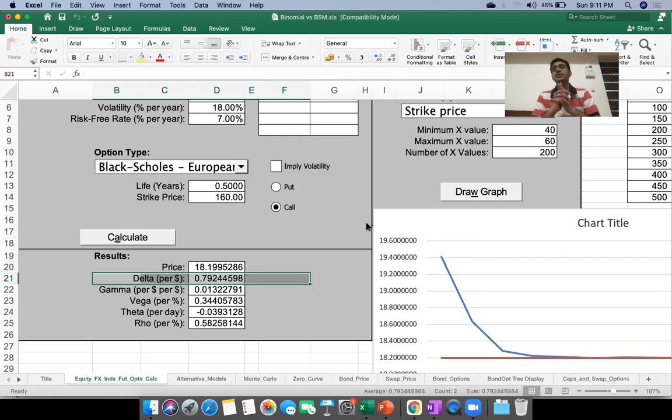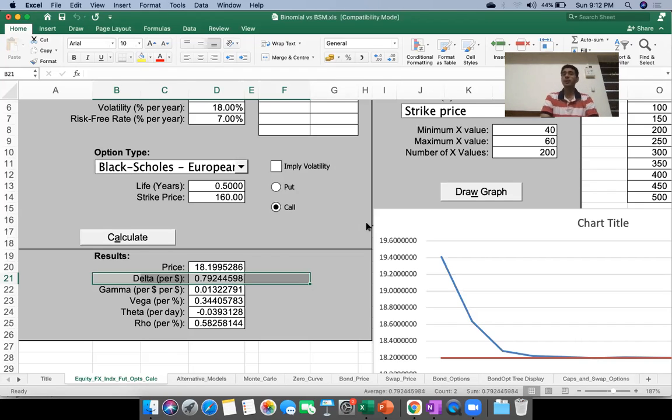ND1 is delta of a call option, and delta, if you remember, I hope you do, means if the underlying share price changes by $1, how much will the call premium change by? Delta of 0.79 means if the share price increases by $1, the call option premium is going to increase by $0.79. If the share price decreases by $1, the call option premium will decrease by $0.79. That is the meaning of ND1. So ND1 refers to delta of a call option, and delta refers to the sensitivity of a call option premium to a $1 change in share price.